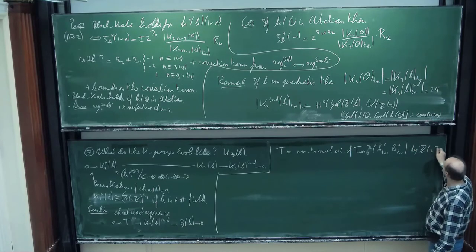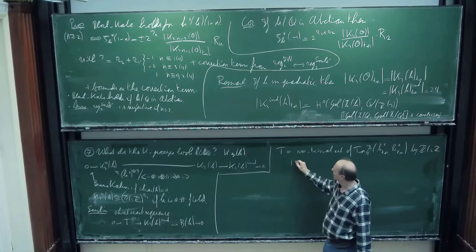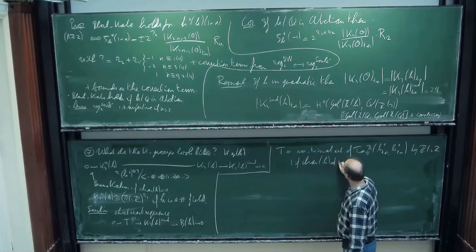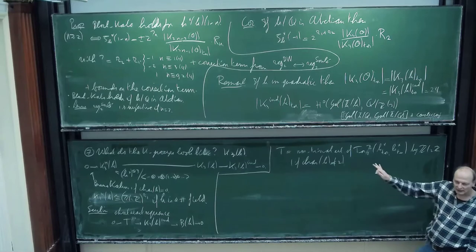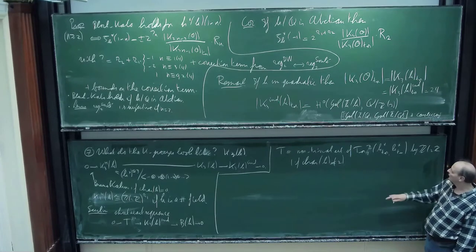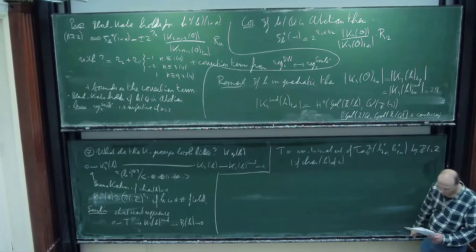Modulo 2Z, and then the characteristic of K is not infinite. So I was assuming it's a number field. In this case, actually, it would suffice for the field to be infinite. And if the characteristic is 2, you just leave this out, you just get this one.